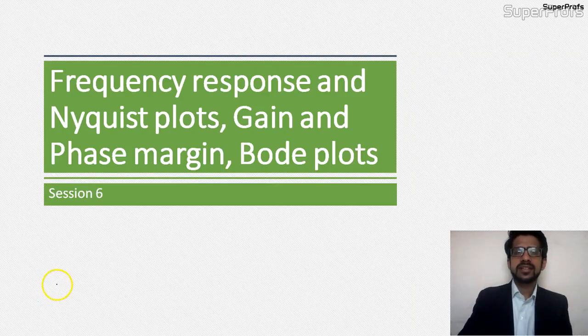In this session, we are going to study frequency response and Nyquist plots. In the Nyquist plots, initially we will have to study the principle of argument. We will go through gain and phase margin, and later on we'll finish the session with some knowledge of Bode plots. In the previous session, we saw how to draw and analyze the stability using root locus technique.